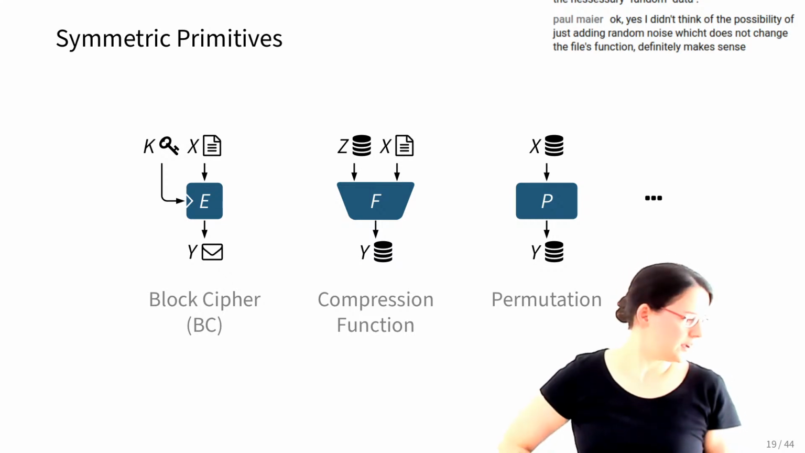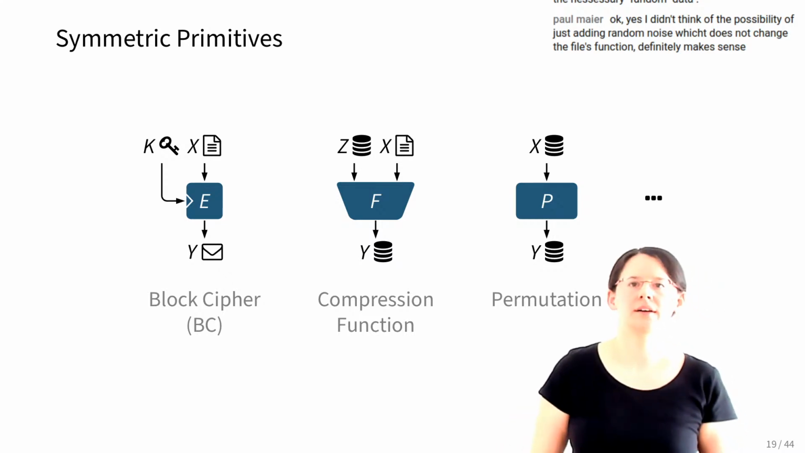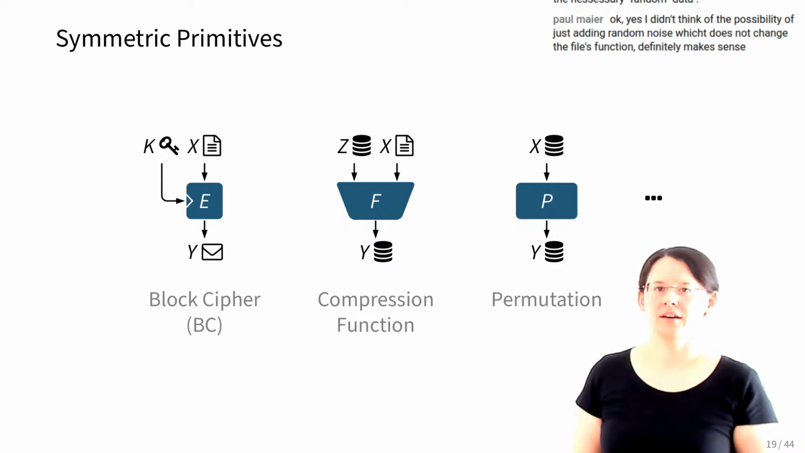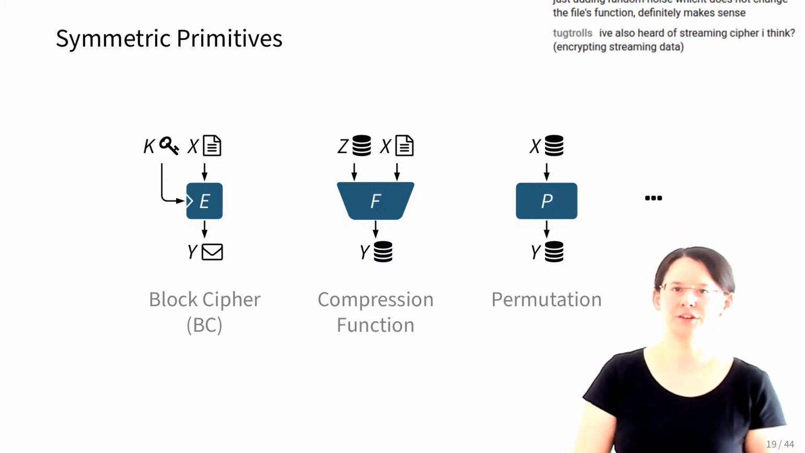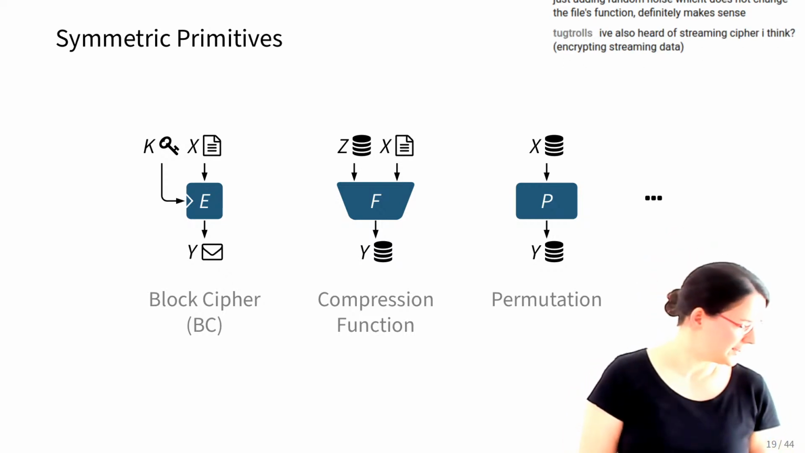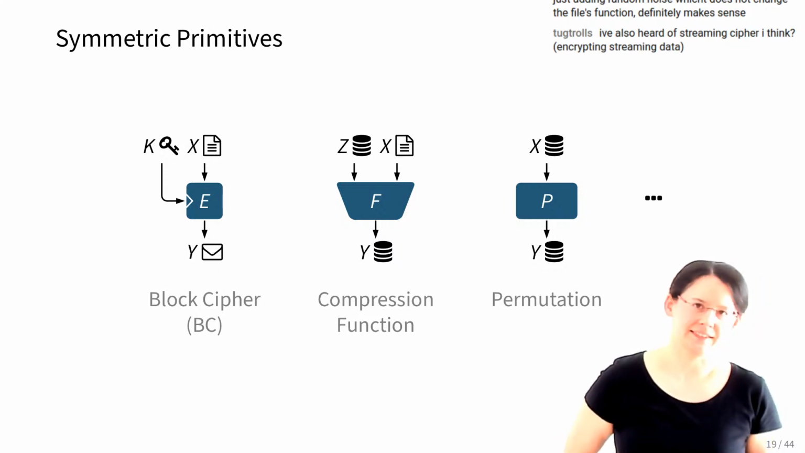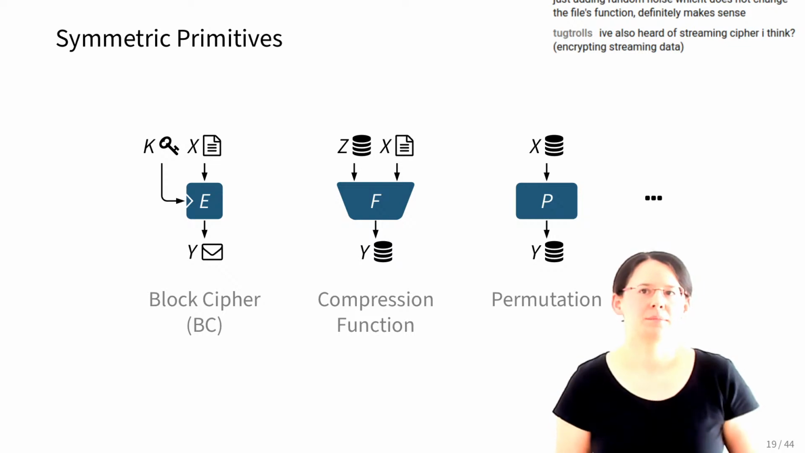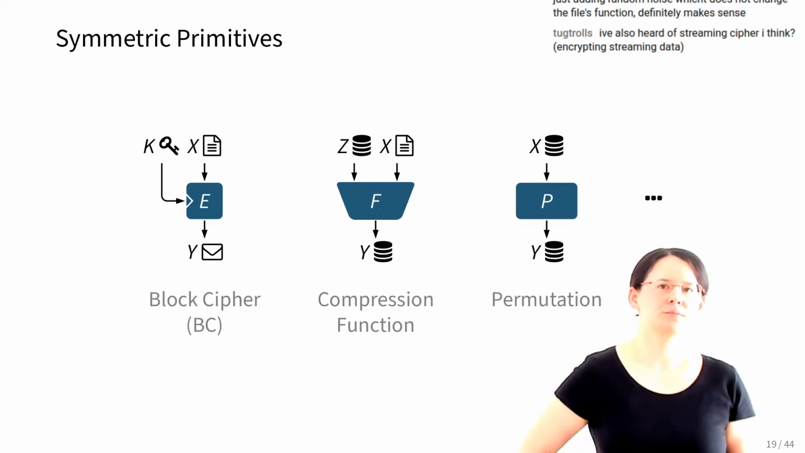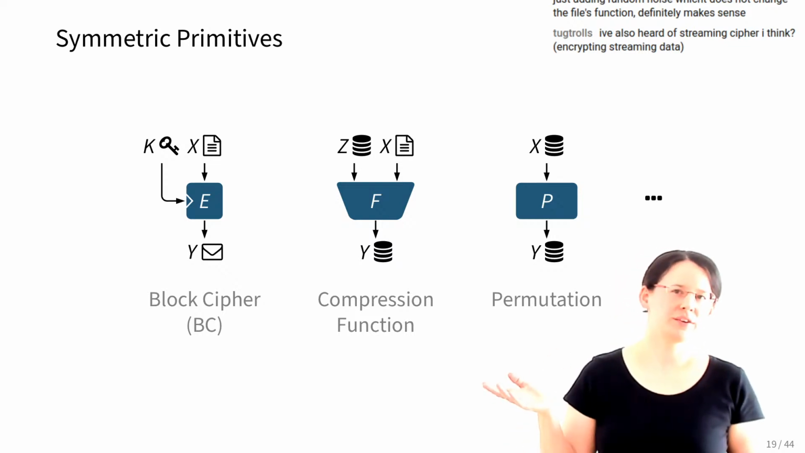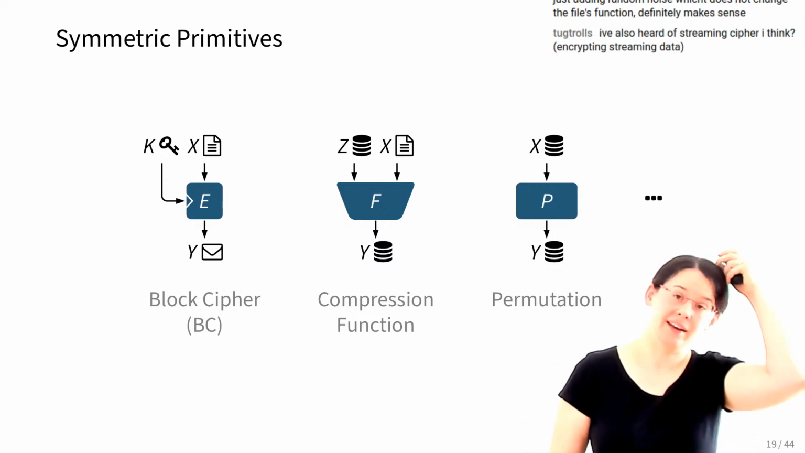So let's have a closer look at the one primitive that is the most classical to use for hash functions. I guess you can already guess which one that is. Somebody mentions they've also heard of stream ciphers. Yes, stream ciphers are another type of building block that most people call a primitive. I'm not going to cover them in this lecture. We're going to briefly mention them next week.